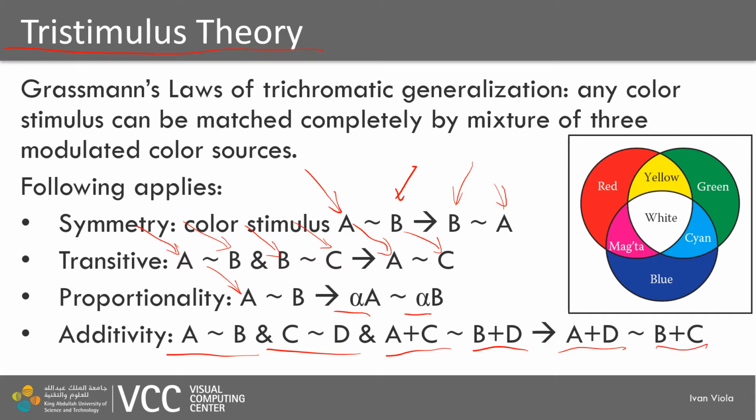So we can see that even if we have different input, we oftentimes might have the same sensation through our perceptual mechanisms. And this is defined in the so-called Grassmann's laws of trichromatic generalization.